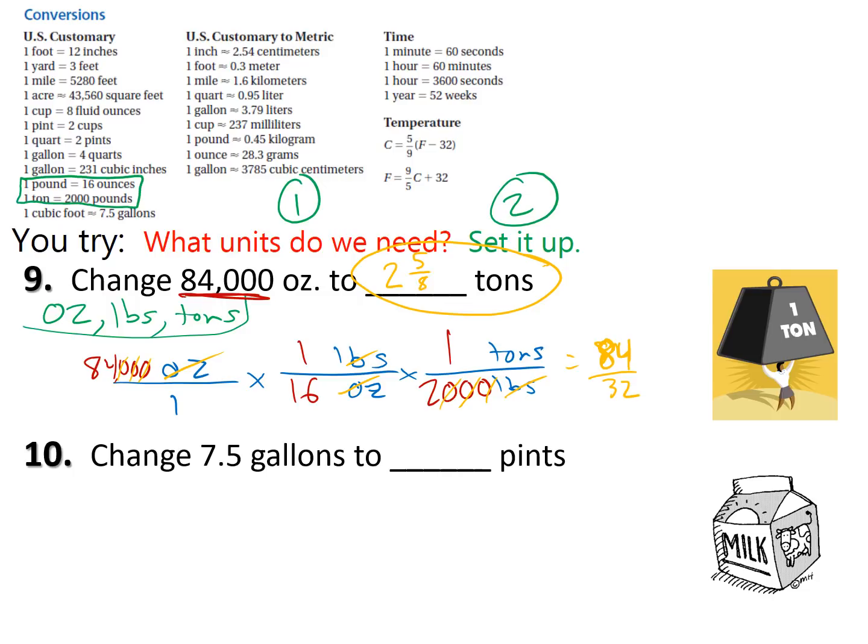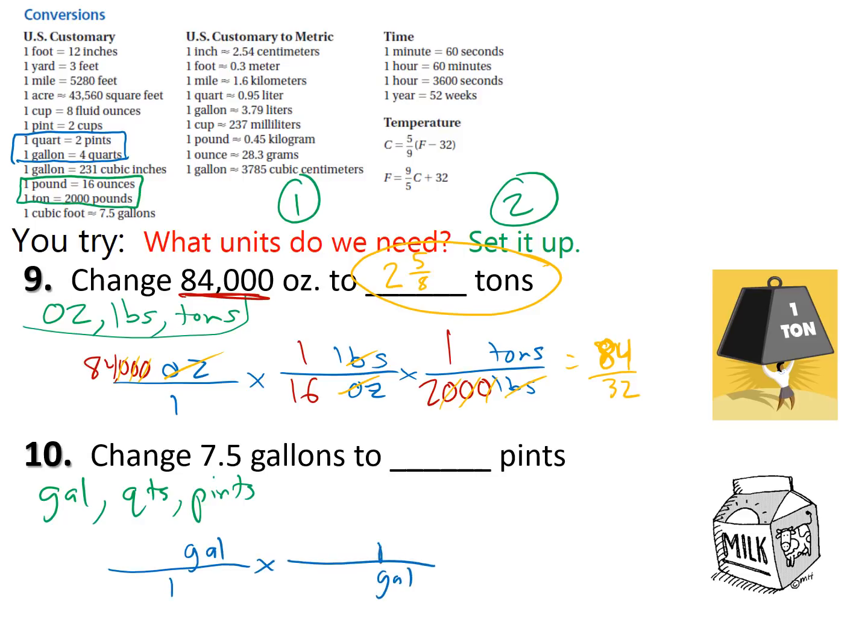Okay, so those units would have been gallons to quarts to pints. And we would have seen those units here. Gallons to quarts, quarts to pints. So those are the ones we're going to need. So we set up our problem, starting off with gallons over 1. And then we get rid of gallons by going to quarts, and we get rid of quarts by going to pints.